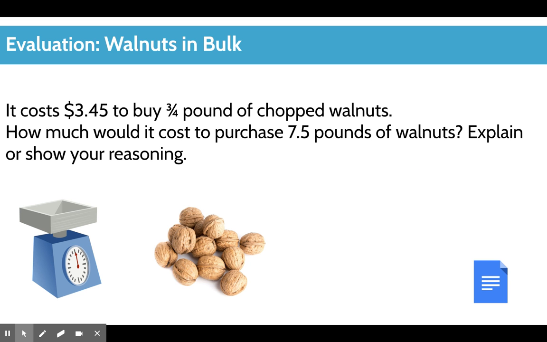This is the last part of your student companion. We're going to go over it, and it says the evaluation is walnuts in bulk. And it says it costs $3.45 to buy 3/4 pounds of chopped walnuts. How much would it cost to purchase 7.5 pounds of walnuts? And explain or show your reasoning. So in your student companion, it already gives you a table for you to fill in. So we're going to take 3 minutes so that you guys can answer the evaluation activity and then submit it on Google Classroom. So let's pause the video here.